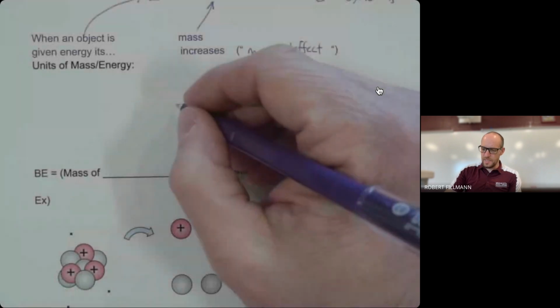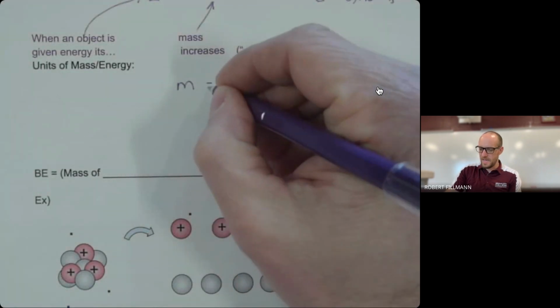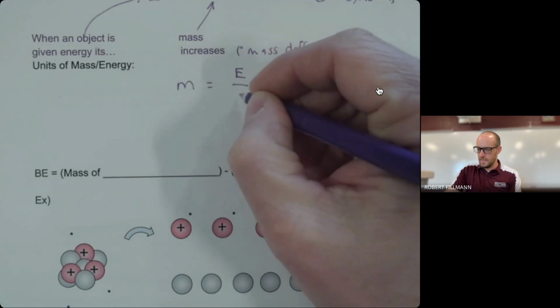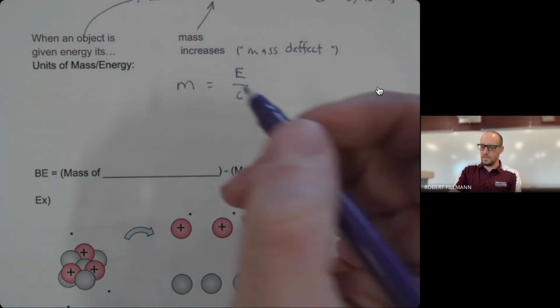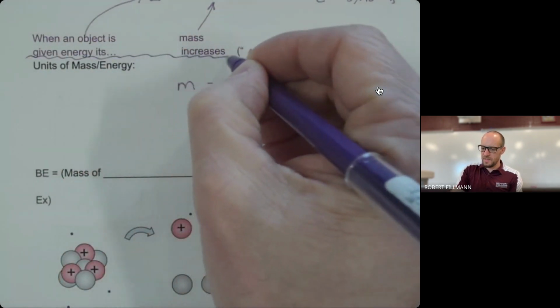And practically speaking, mass is the energy divided by the speed of light squared. So this is separate from that. So we'll draw a line there.